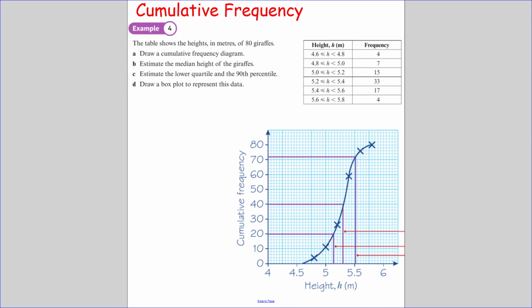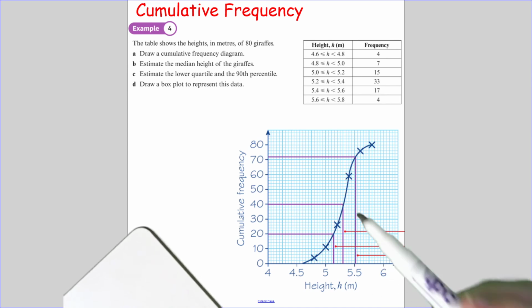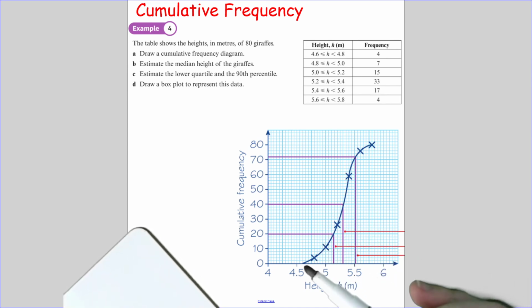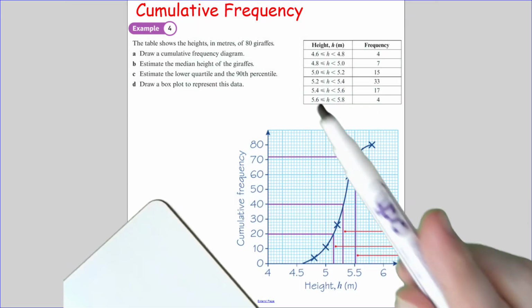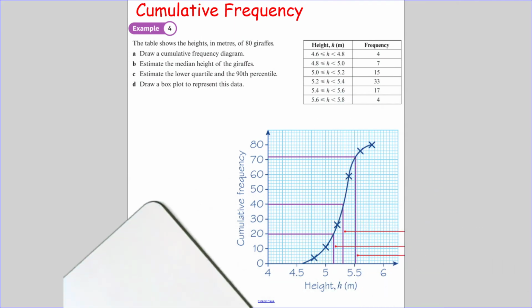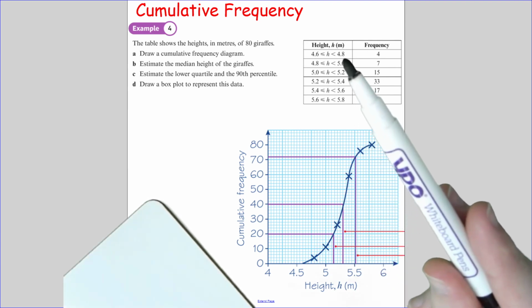Just a couple of things to have a look at when plotting these, because some people plot these incorrectly. So we start off plotting down here at the bottom at 4.6, because if we look at the table, there are no values below 4.6. The next point we plot is actually at 4.8, so we're plotting the top of each of these classes.